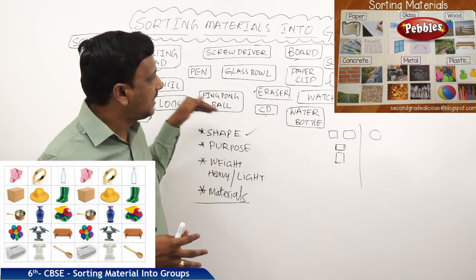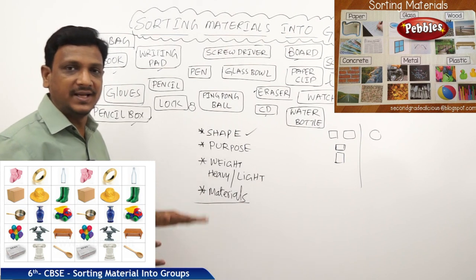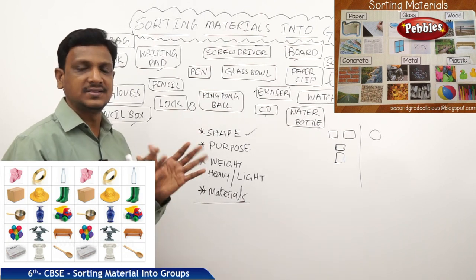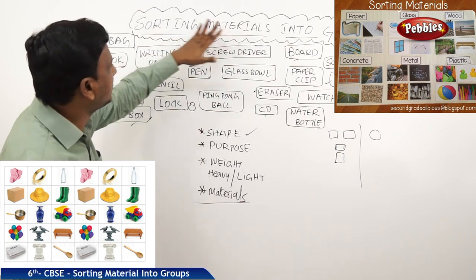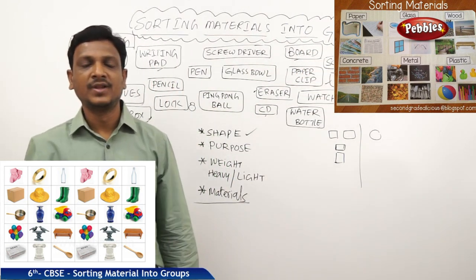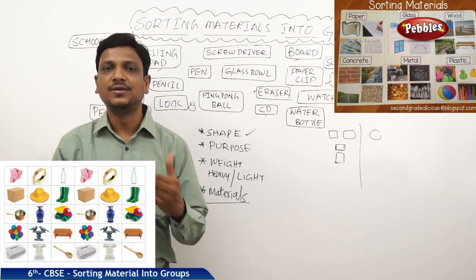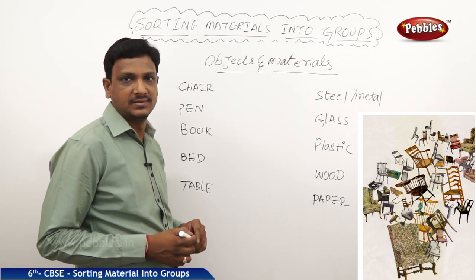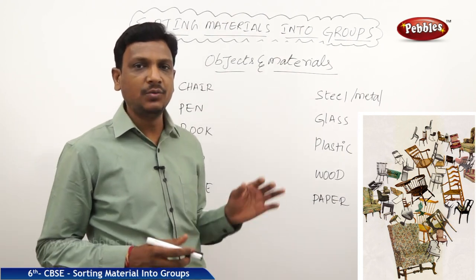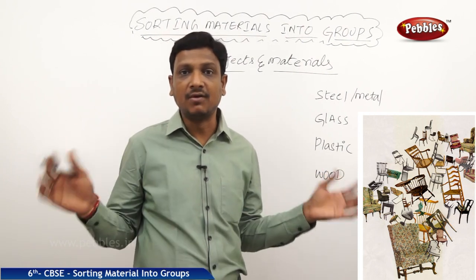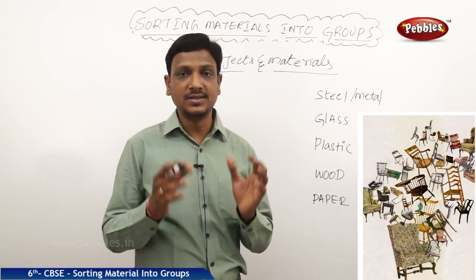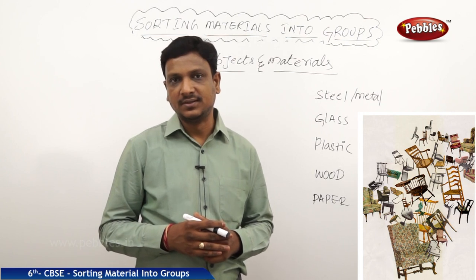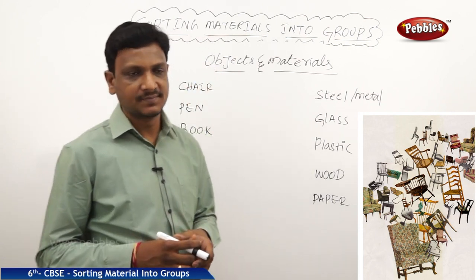But here we have taken one point: classifying the objects based on the materials they are made up of is a systematic way of sorting things. So sorting materials into groups. We are sorting these materials into different groups. Now let us see the link between the objects and materials, right? Here we understood that the objects around us are made up of certain materials. We can sort or group the objects based on the material they are made up of, right? So different objects are made up of different materials.